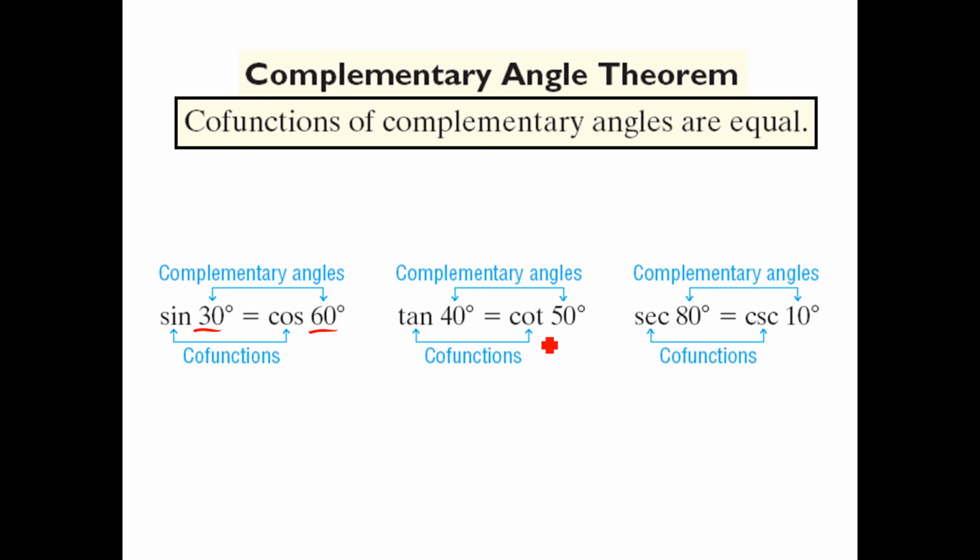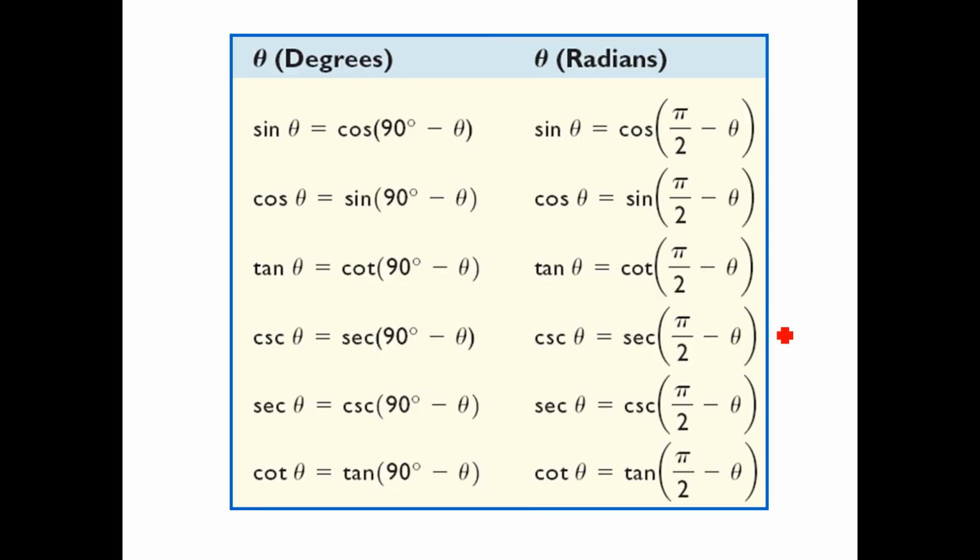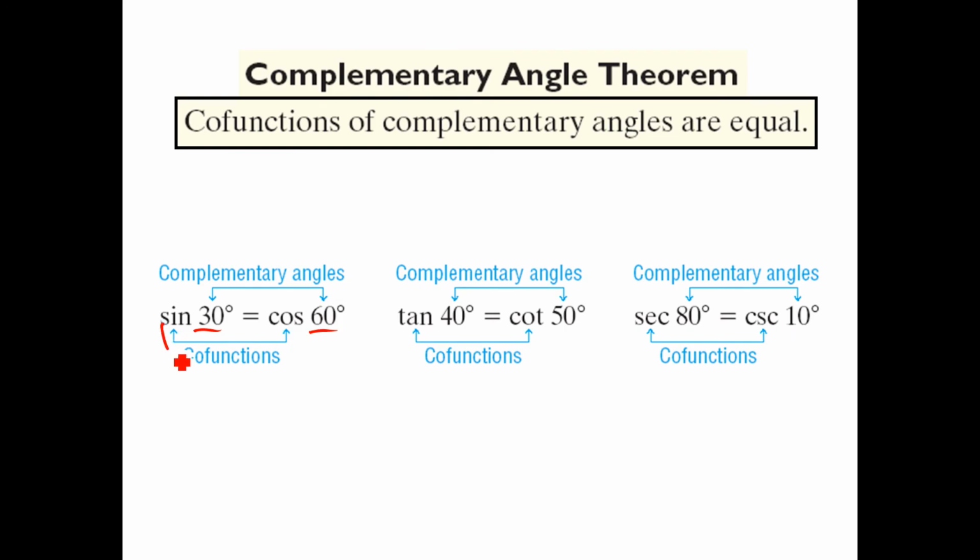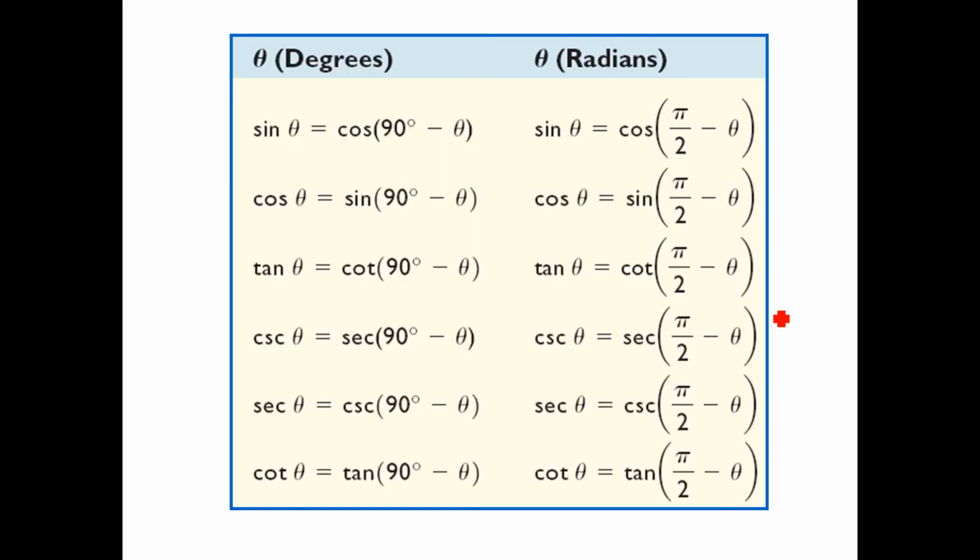Tangent and cotangent are going to be cofunctions, and secant and cosecant are the matching cofunctions. All right, so here's the list. You can get them all down. You can write this whole thing down, or you can remember that sine matches up with cosine, tangent matches up with cotangent, and secant matches up with cosecant. Here's that list one more time. Pause the video if you want to get the whole thing.